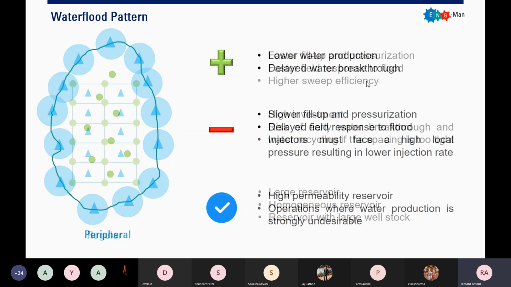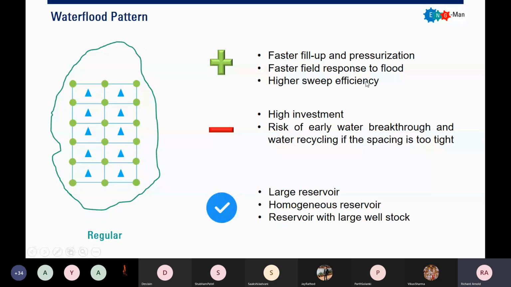All right, and what about the regular pattern? Of course, by this configuration, we will have faster fill up and faster pressurization, which is good. It will result in faster field response to flood because of the faster fill up and faster pressurization, and it will usually result in higher sweep efficiency compared to that of irregular or peripheral water flood.